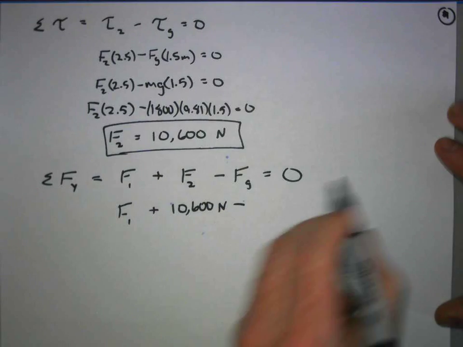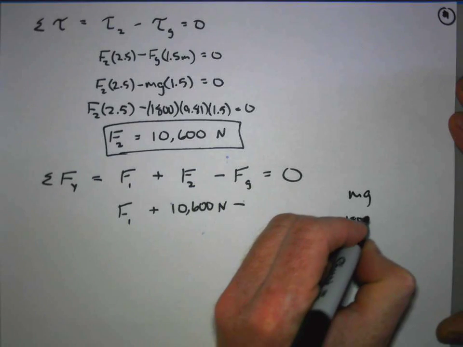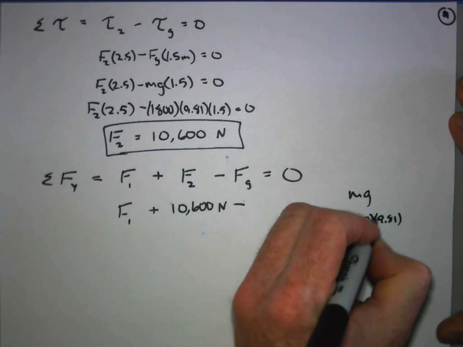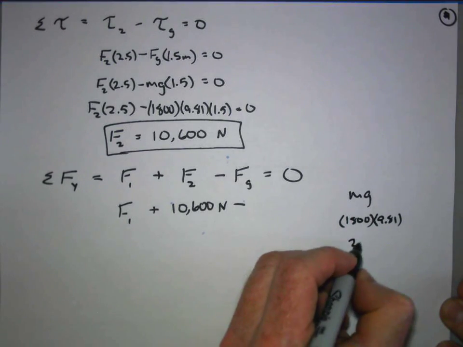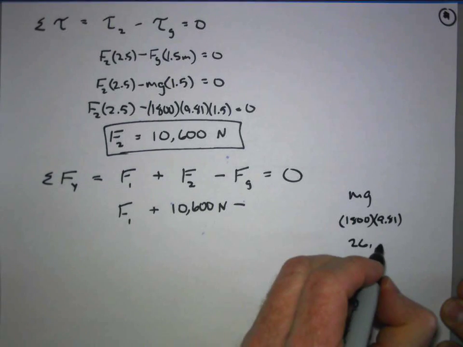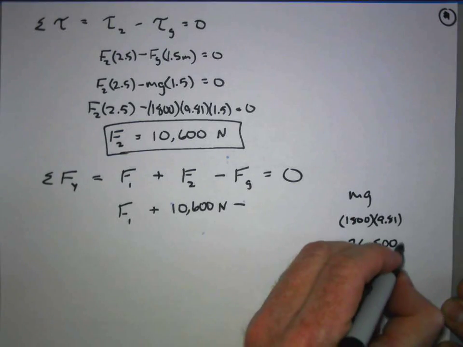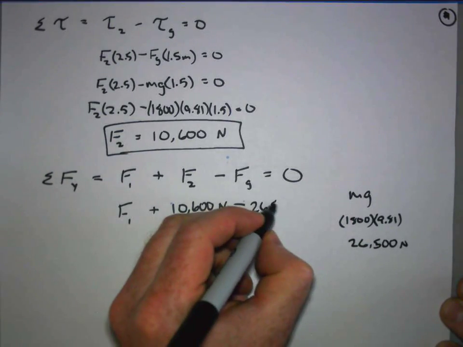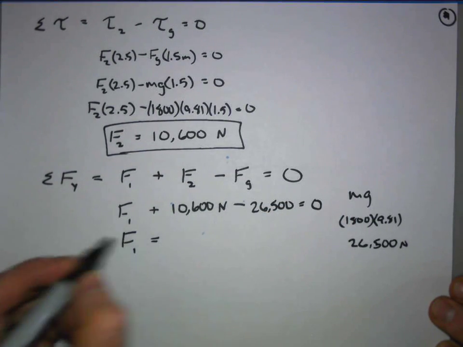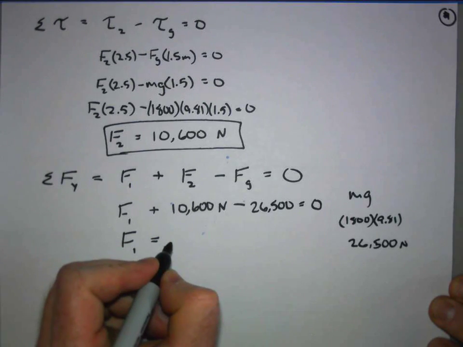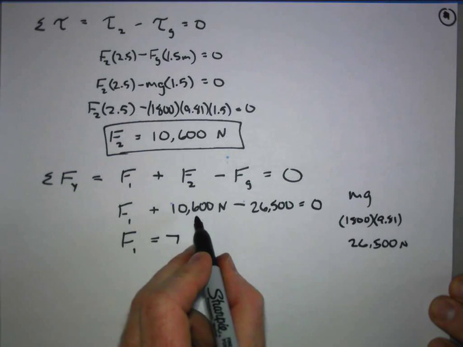And this guy. So mg, what is mg? Just all by itself, that's going to be my 1,800 times 9.81. And that is right around 26,000, I believe 26,500 newtons. Allowing for a bit of rounding again. And that sum should be 0. Very easily, we can conclude that force number 1 is just about, let's see, well, okay, I've got to subtract that from that.